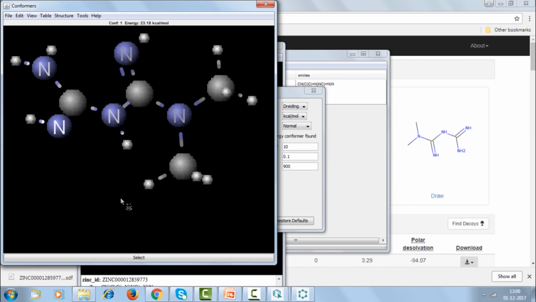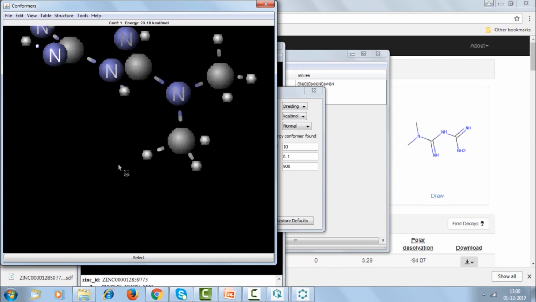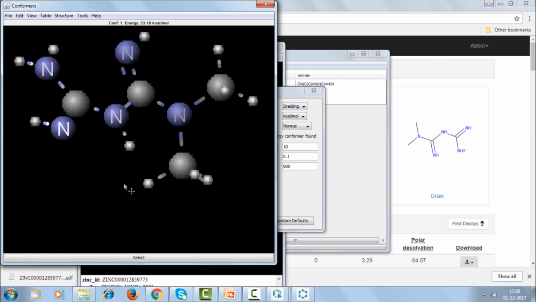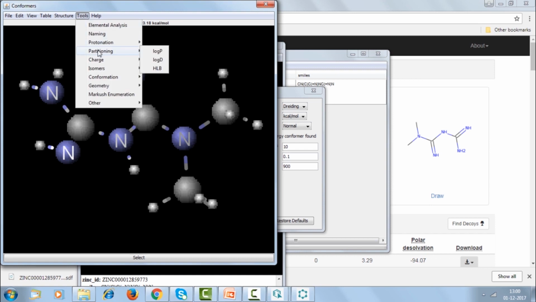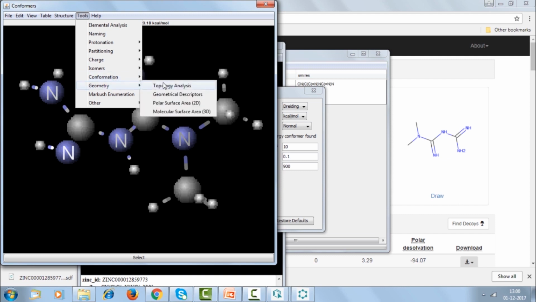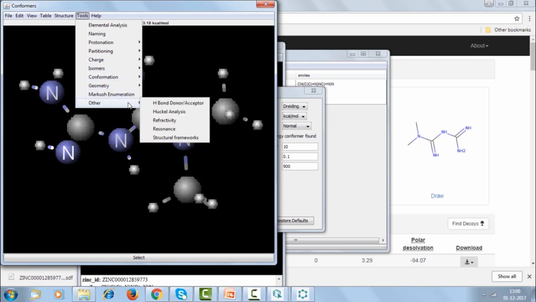So in this technique, what did we do? Here I got the structure from the ZINC database as an SDF, and then opened it using Marvin View. So you get this, then we can do all these calculations: getting log P's, getting charge distribution, looking at different conformations, topology analysis. We can look at hydrogen bond donors and acceptors.